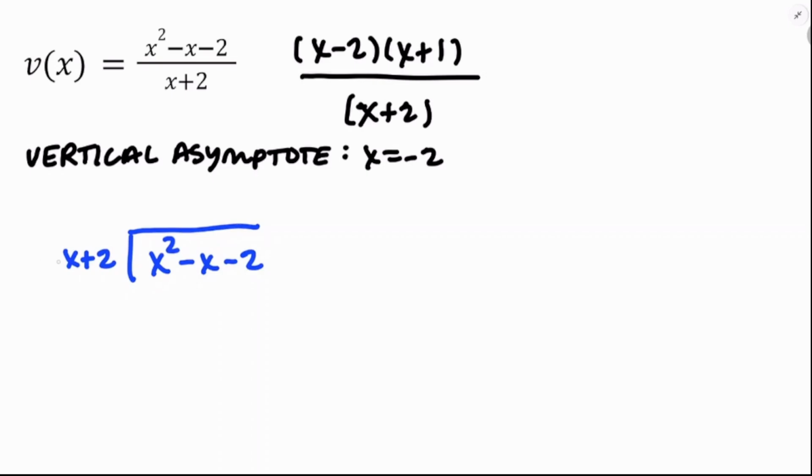All right, so what x times what is x squared? That's going to be an x. Multiply that down, that's x squared plus 2x, subtract, get negative 3x minus 2.